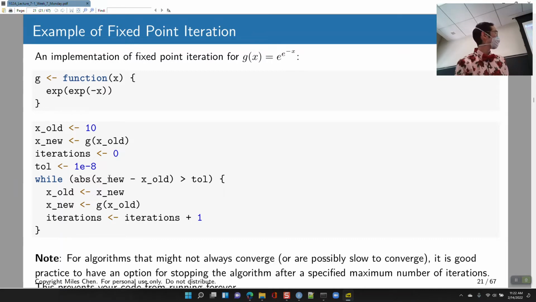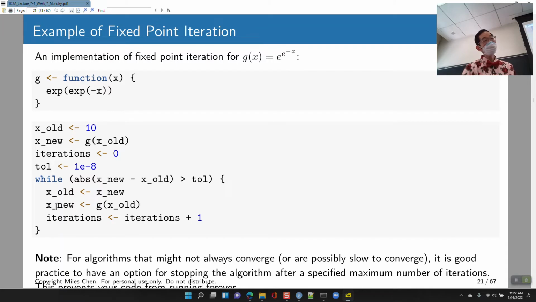And this is fixed point iteration. I'm going to just start off with some arbitrary value. I'm going to just say 10. This is my old value. And we're going to apply g to the old value, and I'm going to say this is my new value. And then I'm going to start off with 0 iterations. I'm going to make up some tolerance value, arbitrarily selected, 10 to the negative 8, sure.